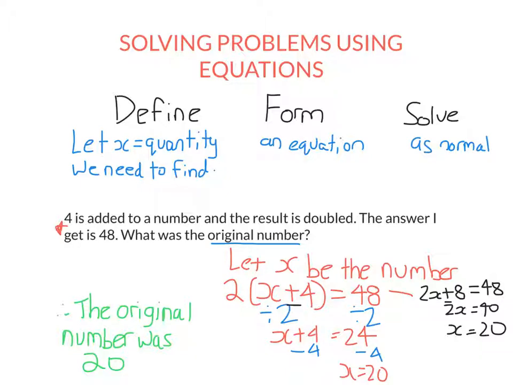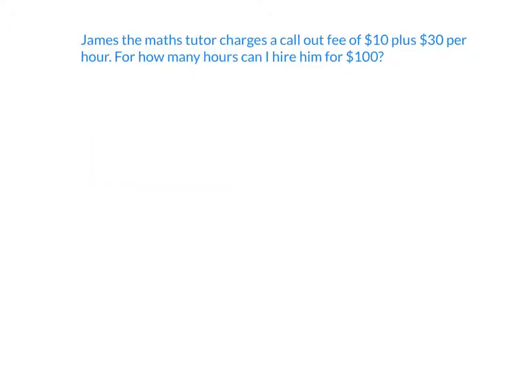Please pause and copy this down if you need. So James, the maths tutor, charges a call-out fee of $10 plus $30 per hour. And I'm wondering for how many hours I can hire him to cost $100. So here we're finding how many hours I can hire him. So our first step is let x equal that. Let x equal what we're trying to find. Let x equal the number of hours I can hire him.